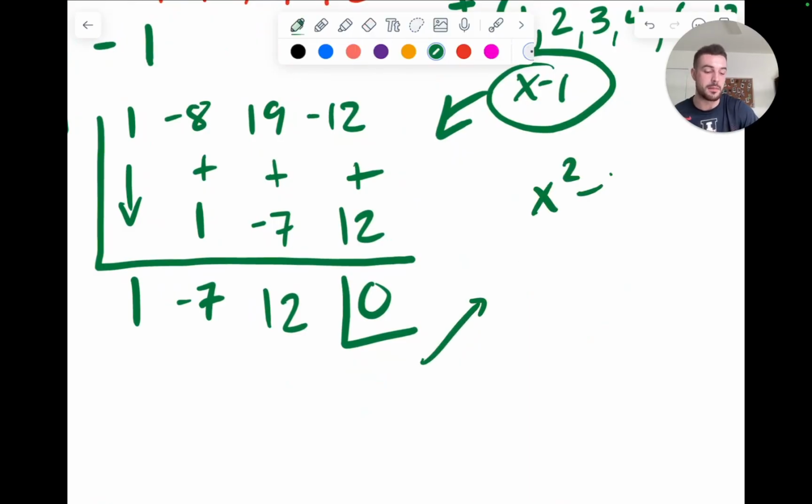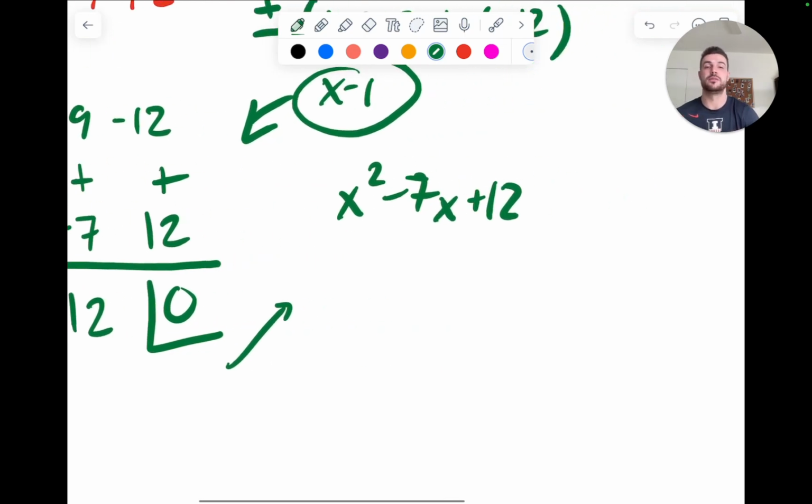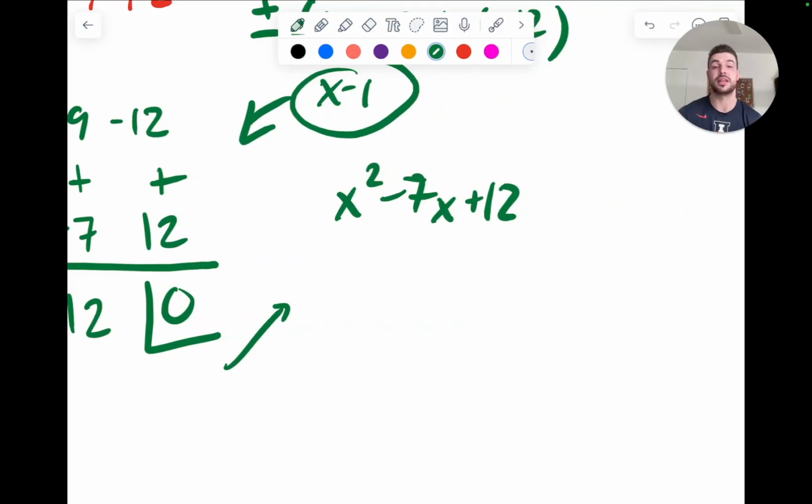x squared minus 7x plus 12. Well, hopefully we look at this and we think that, hey, I can factor this. That would be a good thing for us because I can continue to break this down, and factoring is a little bit easier than synthetic division because I find multiple roots at the same time.